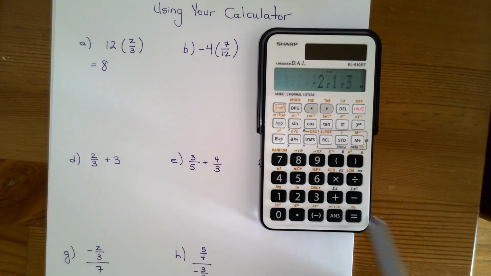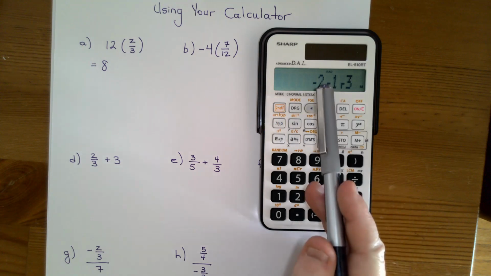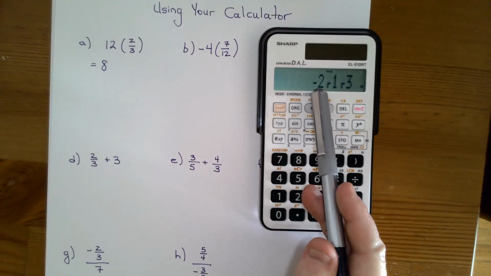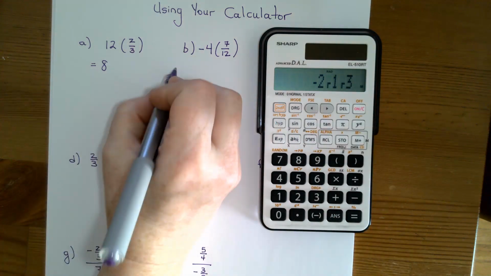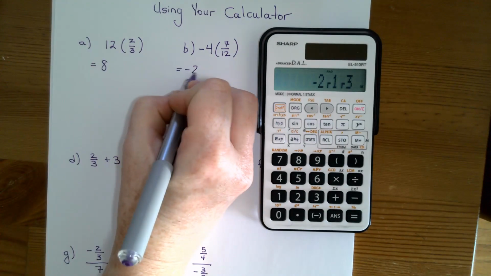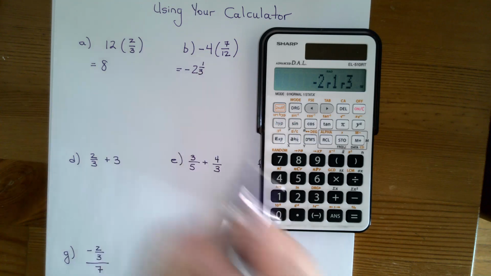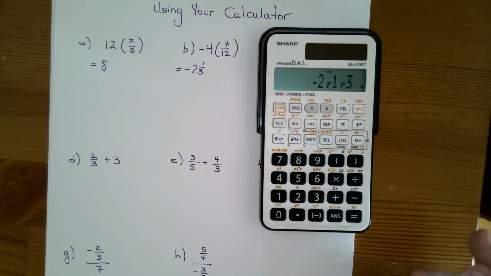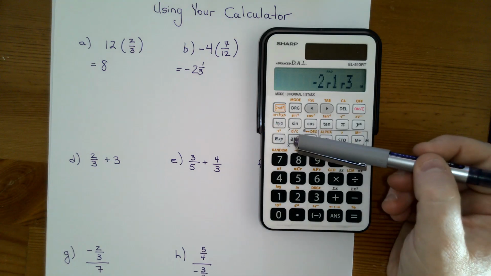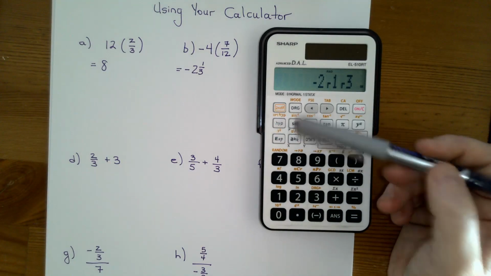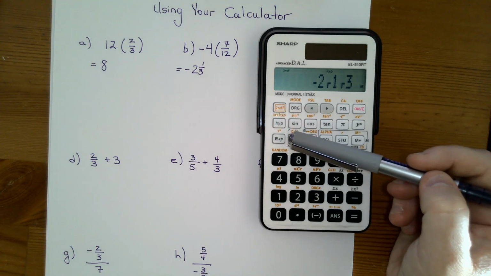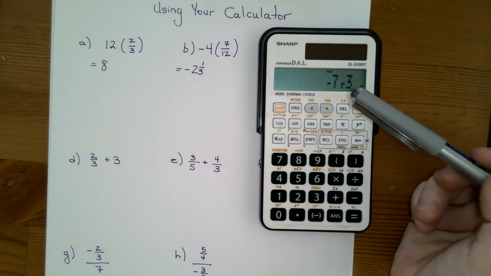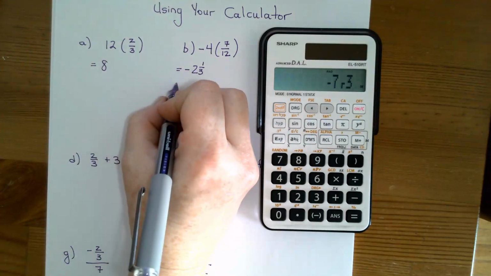And then we hit equals, and now you'll see that it's in mix. It's -2 and 1/3. So I'm just going to go ahead and write that down on the paper, -2 and 1/3. But we like to leave our fractions as improper fractions, so we can easily do the conversion because right above the mixed fraction is the improper. So we press second F, and then we press the fraction button again, and now we see that we get -7/3.